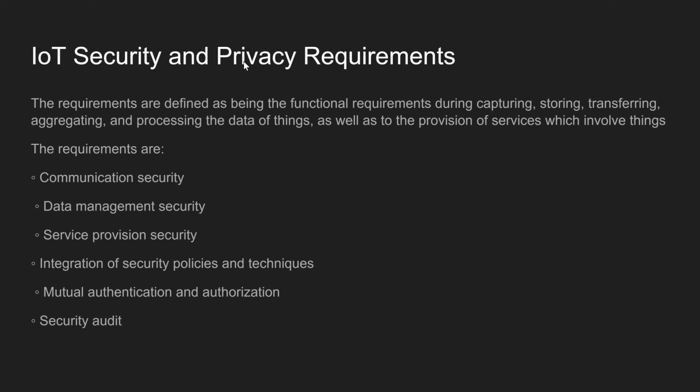IoT security and privacy requirements. The requirements are defined as being the functional requirements during capturing, storing, transferring, aggregating, or processing the data of things, as well as to the provision of services which involve things. The requirements are communication security, data management security, service provision security, integration of security policies and techniques, mutual authentication and authorization, security audit.